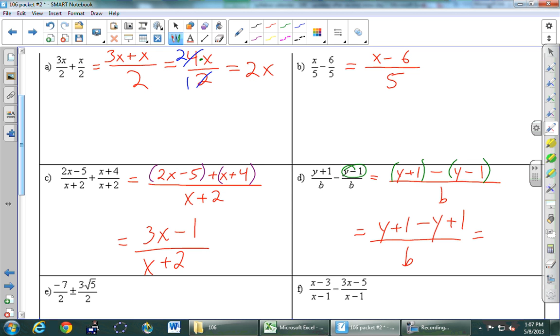And now the y and the minus y cancel. 1 plus 1 is 2. Divide by b. Good?